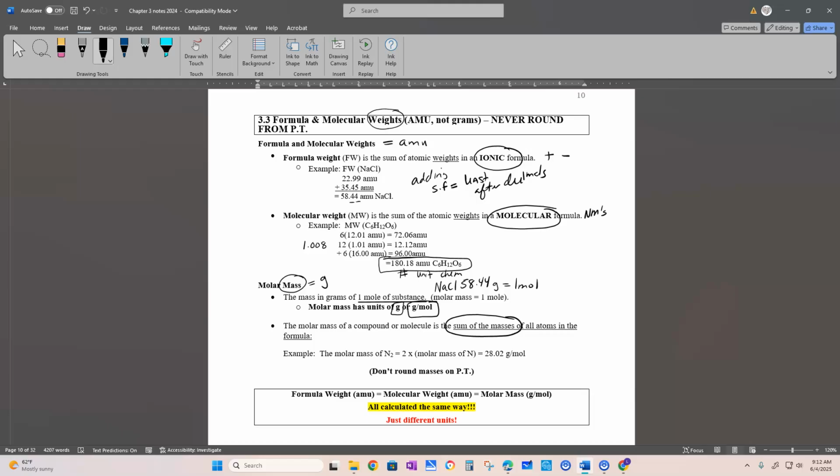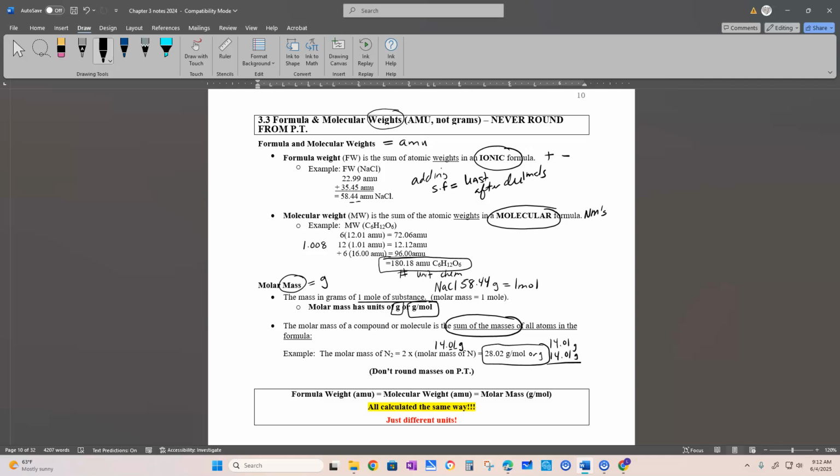So be very careful when you have subscripts like diatomic nitrogen, 2 times the mass of nitrogen, which on the periodic table is 14.01 grams. And because it's 2 times that number, you need to keep those 2 after the decimal. Because the same thing as saying 2 times 14.01 is the same thing as saying 14.01 grams added to 14.01 grams. You keep those 2 after the decimal. 28.02 grams or grams per mole. Either one is fine. Okay?